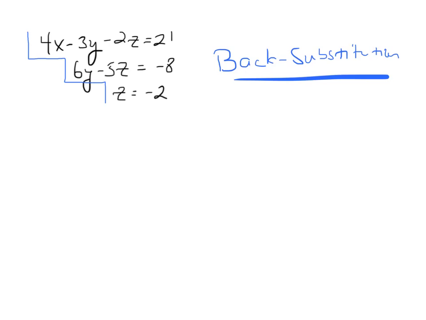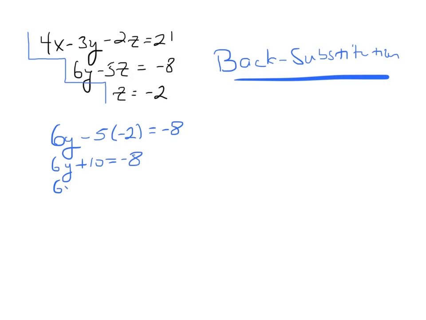We already have that z equals -2 over here. So we're going to substitute this value. We're going to have 6y minus 5 times -2 equals -8. We solve, and y is -3. So now we have a value for z and a value for y. We can use this first equation to solve for x.